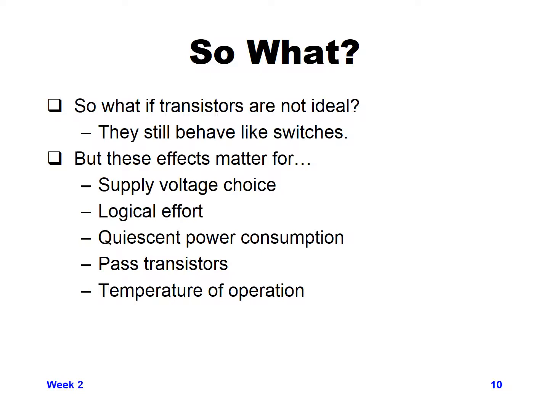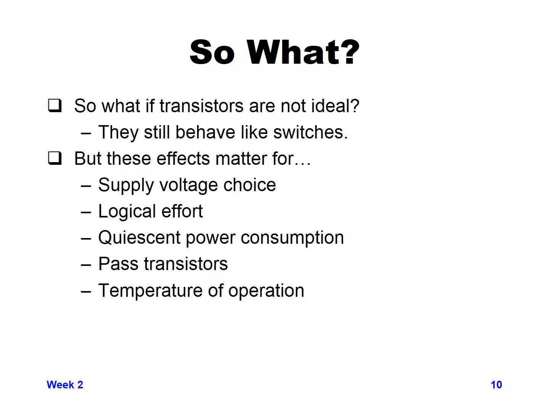At this point, you might be saying, well, so what? Why did we go through all these non-idealities? So what if the transistors are non-ideal? They still behave like switches, which is true, switches with some amount of resistance to them. But all of these non-idealities do matter for a number of reasons. One is, what supply voltage do you choose? Because a certain level of voltage will cause certain non-idealities to break down at different points and cause different amounts of effect.